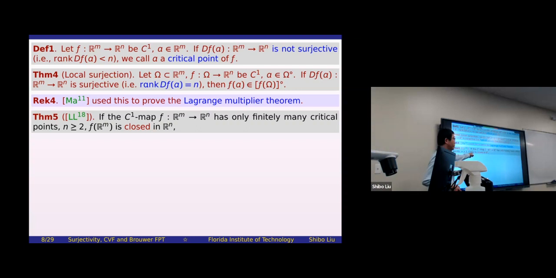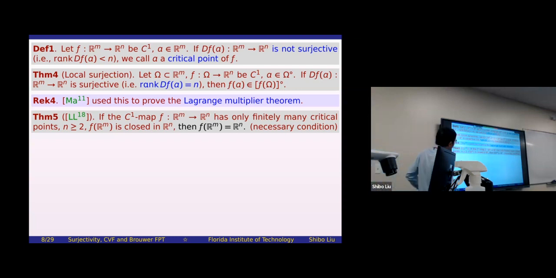And the range is closed. The range of f is closed, which is weaker than the coercivity assumption that the limit is infinity. Okay, then the result is that the map is surjective. The range is the whole Rn.